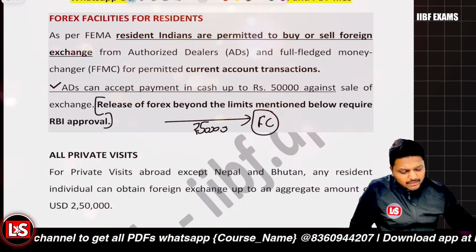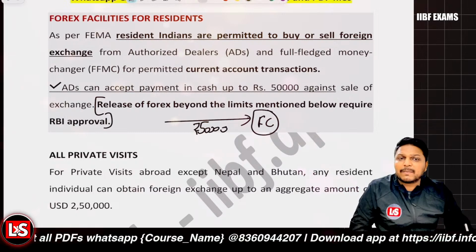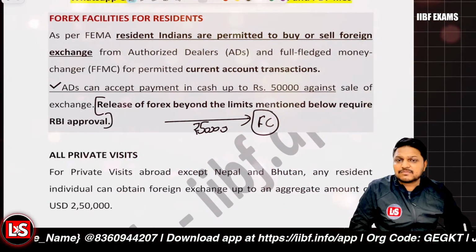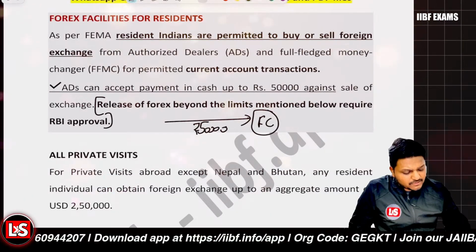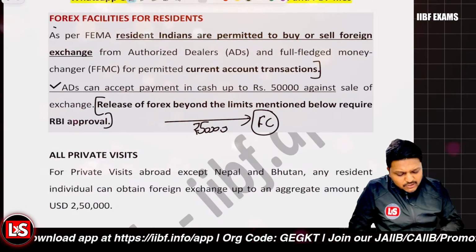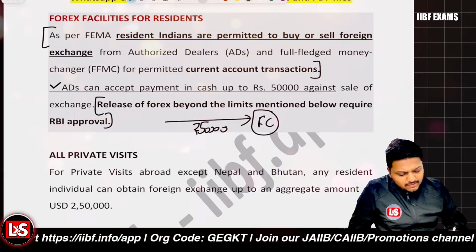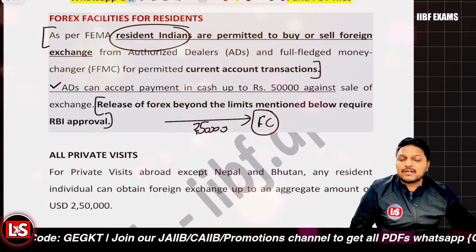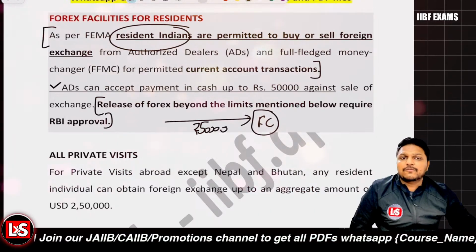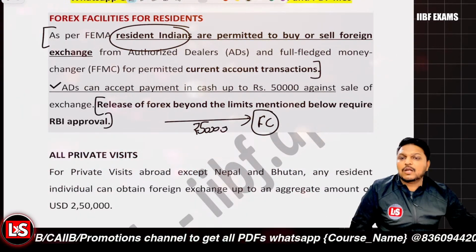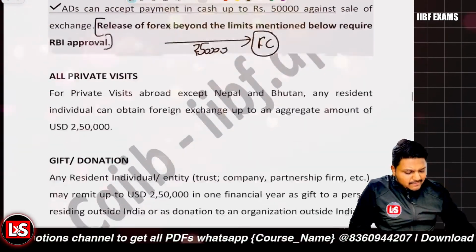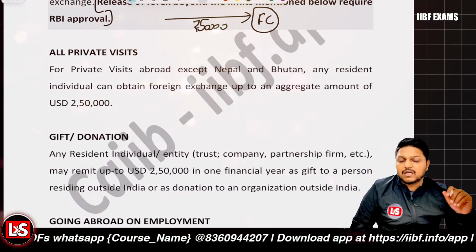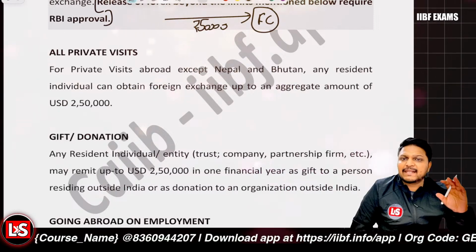So as per FEMA, Indian residents are allowed to buy or sell foreign exchange from authorized dealers and full-fledged money changers. That's allowed for current account transaction purposes. So for whatsoever permitted current account transaction purposes, if resident Indians want to buy or sell foreign exchange from an authorized dealer Category 1 bank or full-fledged money changers, that is allowed. Now, under the LRS, the scheme is available only and only to residents, not to the NRI person. An NRI person cannot avail the LRS scheme.